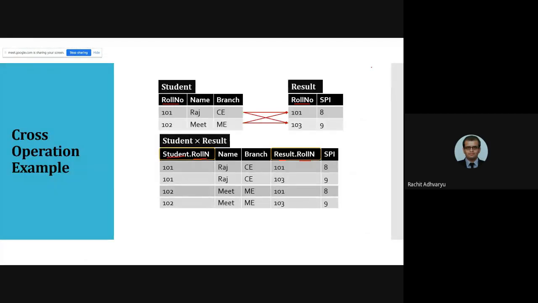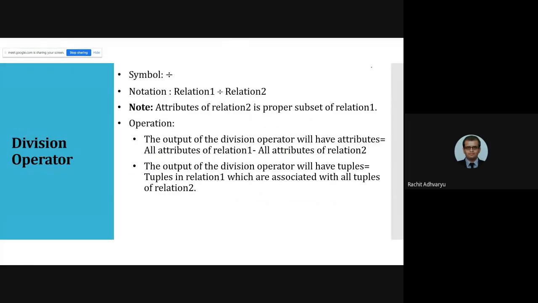So the next one is the division operator. Division is simply like, I would say, we are comparing some of the data and fetching the compared data. Let's see what actually it is. Division is symbolized by this particular division operator. Notation will be relation 1 divided by relation 2, so table 1 divided by table 2.